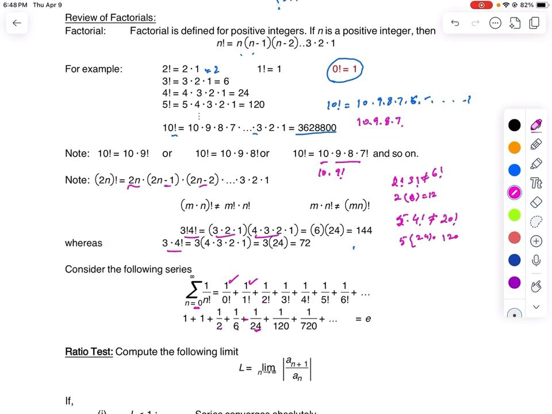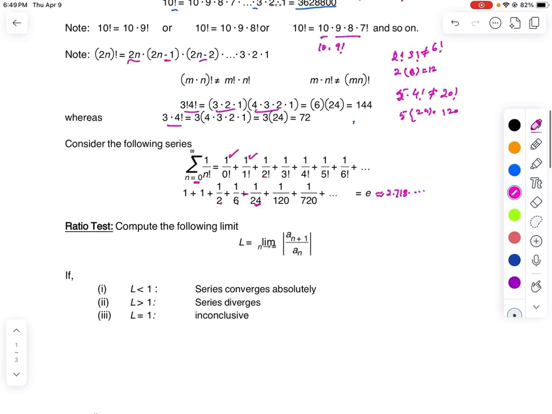And then so on. Now this special series is actually equal to e. What is e? Remember, it is the number like 2.718, and actually there are no end to the digits here.